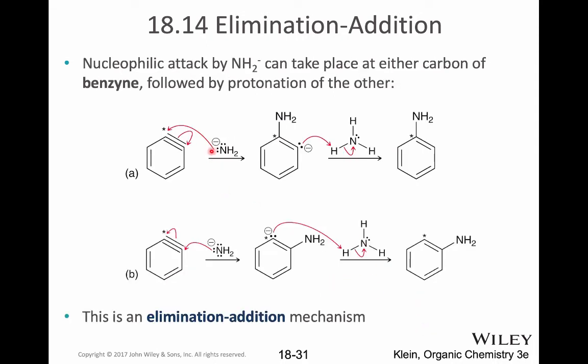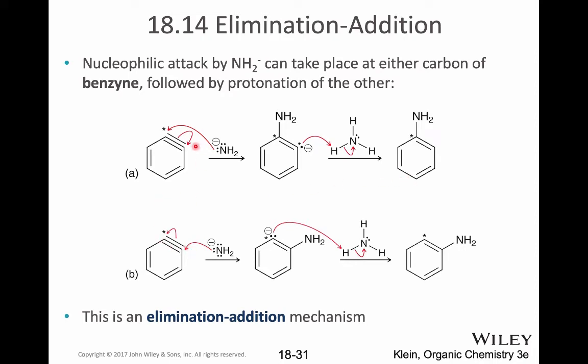Once you make the triple bond, what's then thought to happen is this isn't super stable. So another molecule of NH2 minus is going to attack this carbon, kicking the electrons here to make the anion. This carbanion is very basic. It's basic enough to remove the proton off ammonia, and bing, bang, boom, you've gotten your substituted aromatic ring.